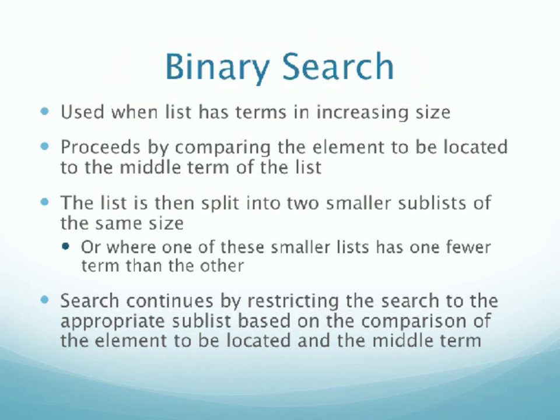Binary search. Binary search is used when a list has increasing size. It proceeds by comparing the element to be located to the middle of the list. The list is then split into two smaller sublists of the same size, or where one of these lists has one fewer term than the other. The search continues by restricting the search to the appropriate sublist based on a comparison of the element to be located and the middle term.